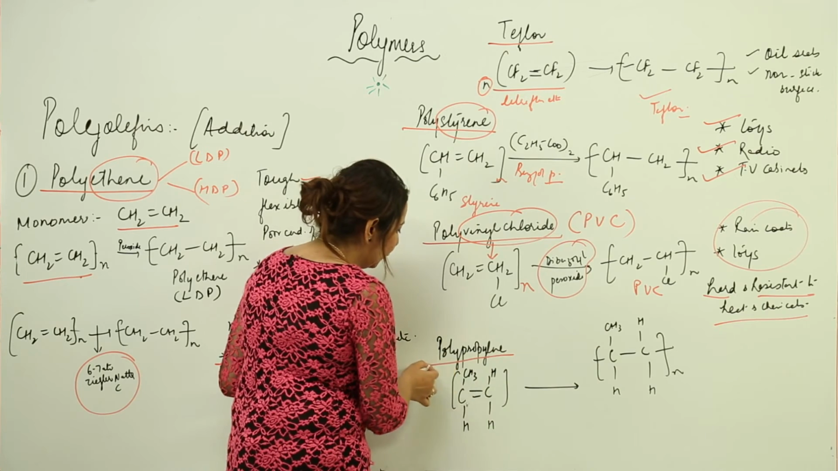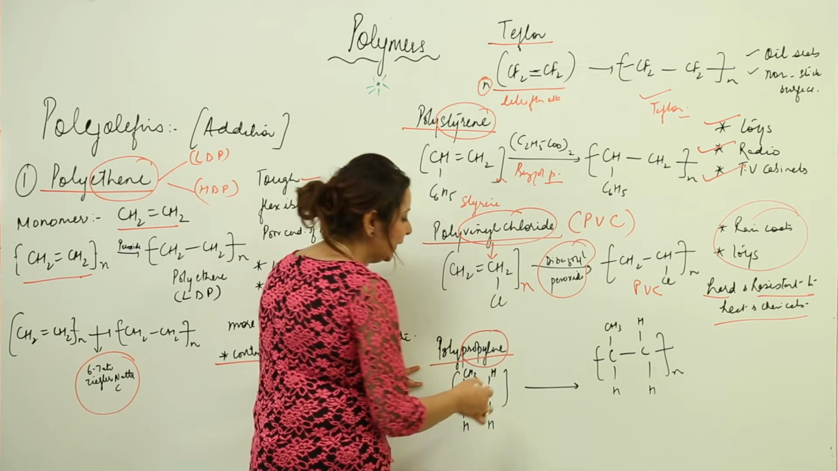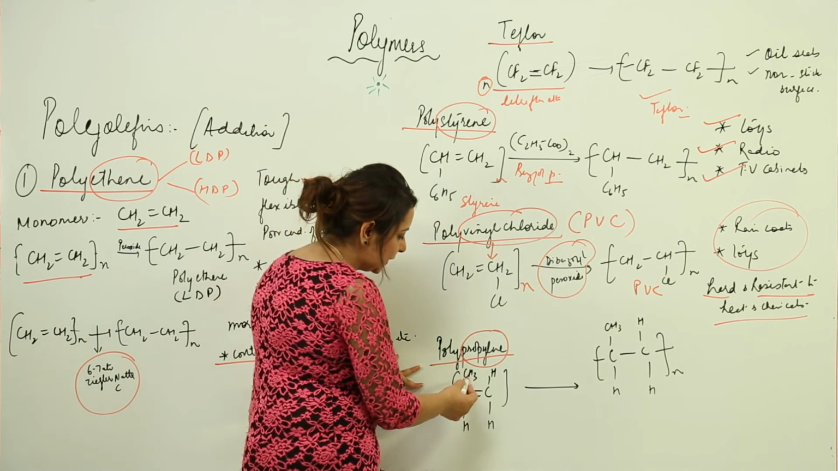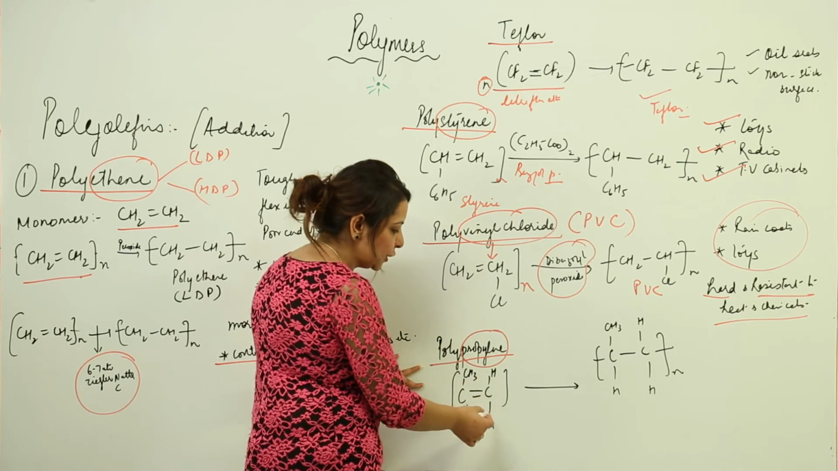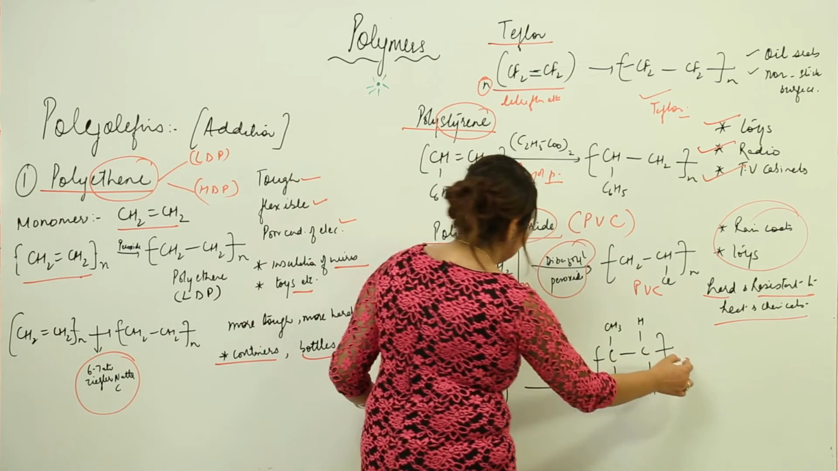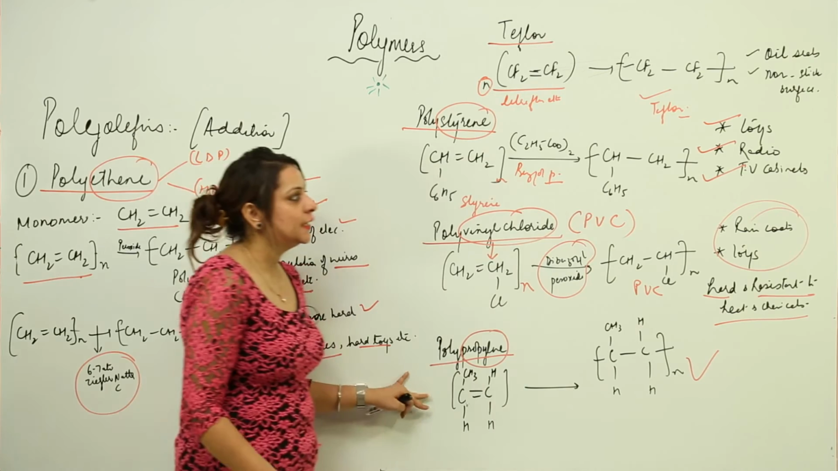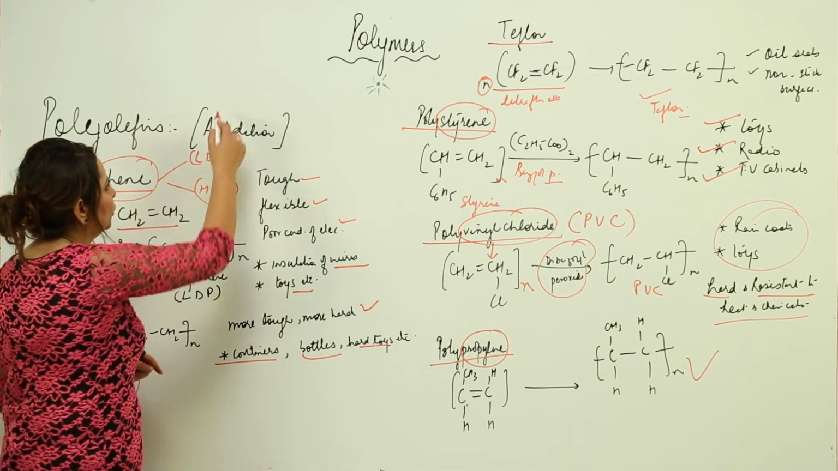Likewise, we have polypropylene. As the name suggests, propylene is the monomer. So this is CH3CH double bond CH2, polymerized, and we get polypropylene. This is how you sum up and do the addition.